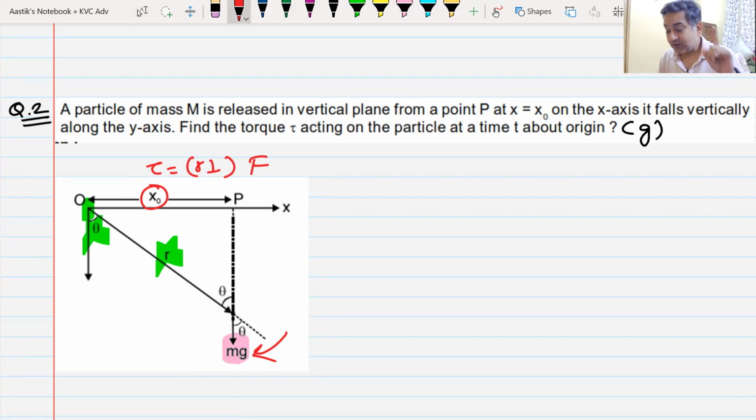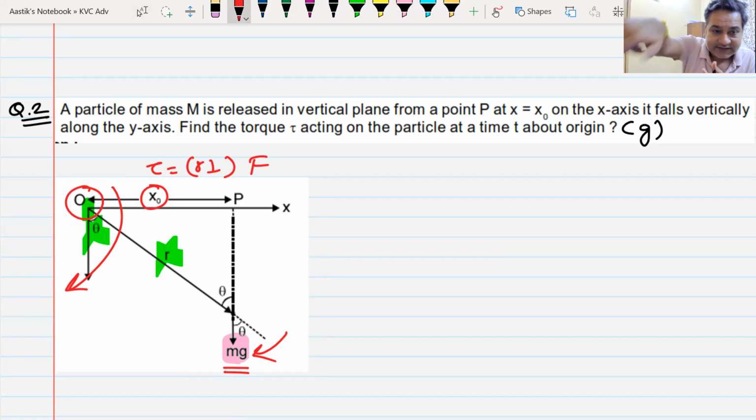Now, torque is an axial vector. How will you find the direction of torque? The simplest way is, see, this is mg and this is the point O. How is this mg going to turn the body about the point O? So mg is going to turn the body like this. Yes or no? So the direction of torque would be like this. Do we understand this? Yes, sir. And this direction is going along inside axis. Do we understand this? Yes, sir.